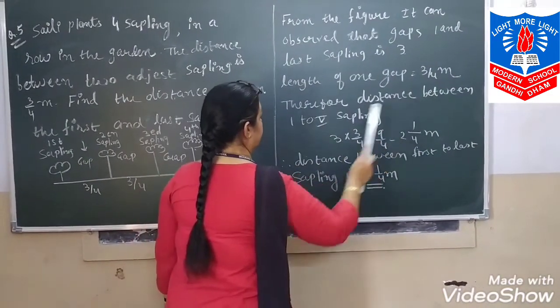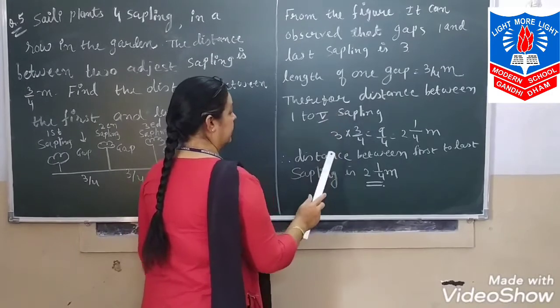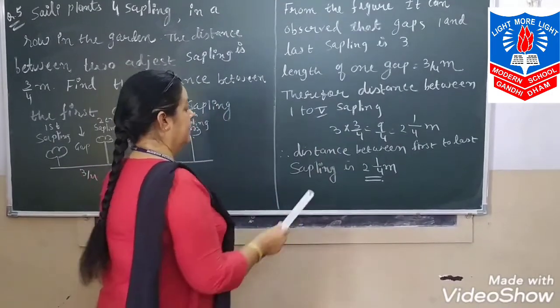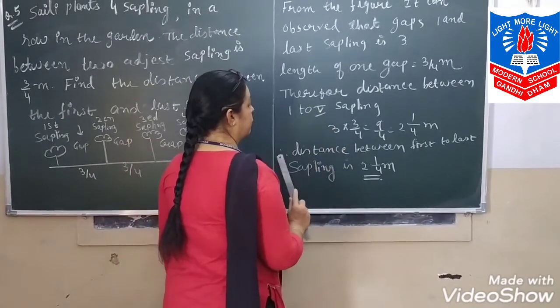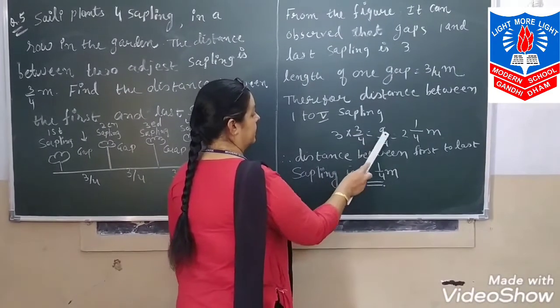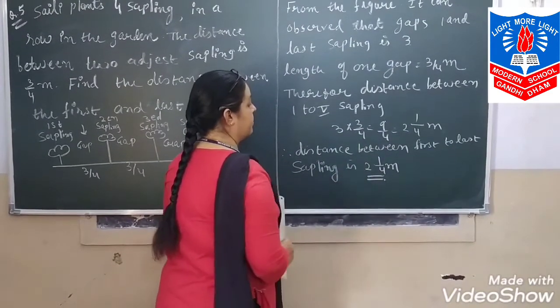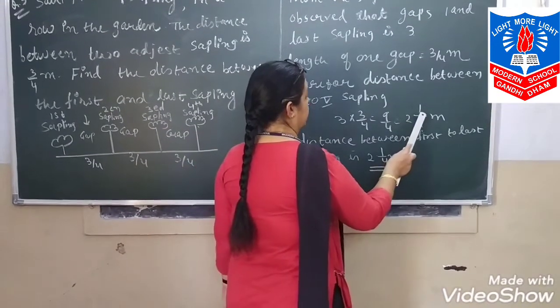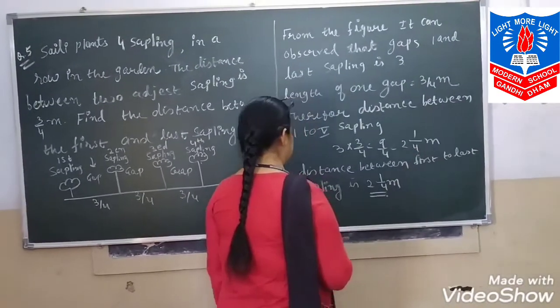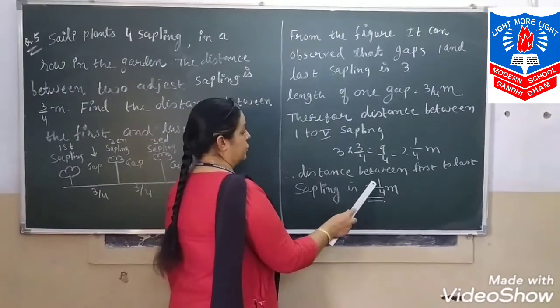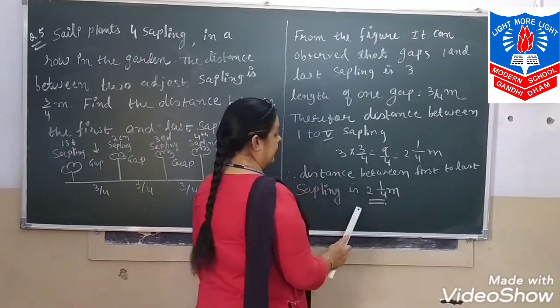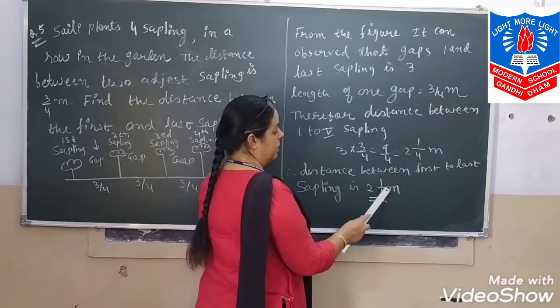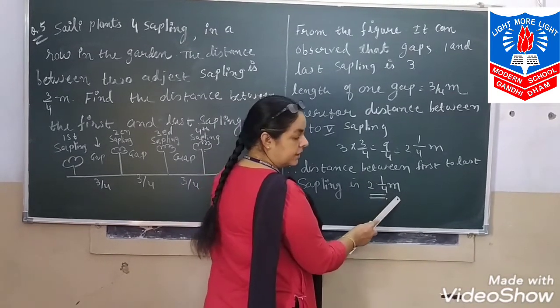Therefore, the distance between the 1st and 4th sapling means we multiply: 3 multiplied by 3 by 4. 3 threes are 9, so 9 by 4. Here is an improper fraction, so we convert it into a mixed fraction: 2 integer 1 by 4 meter. Therefore, the distance between the first and last sapling is 2 integer 1 by 4 meter.